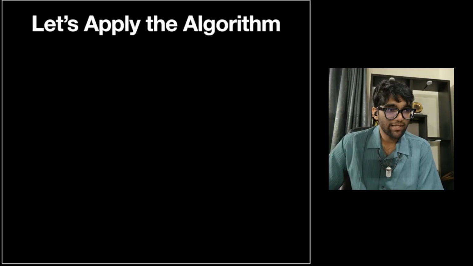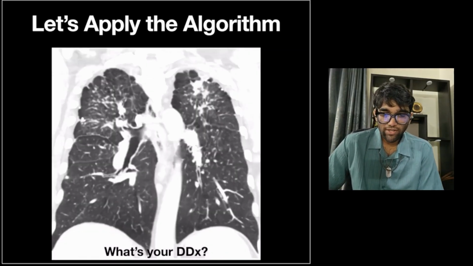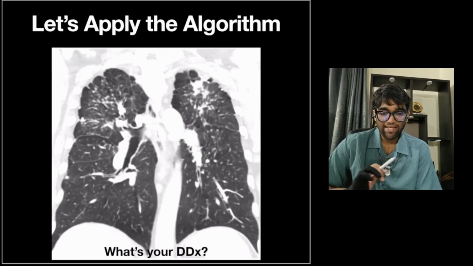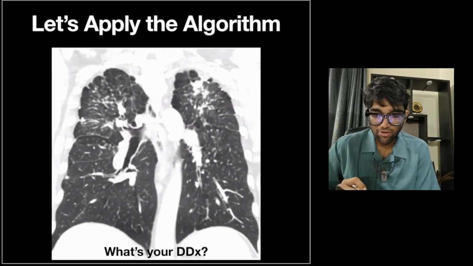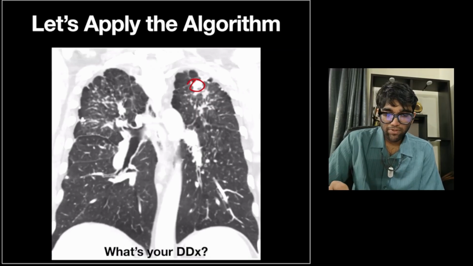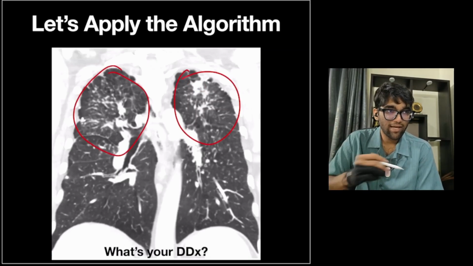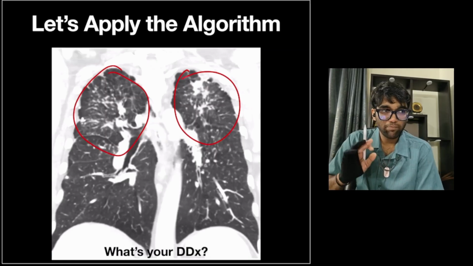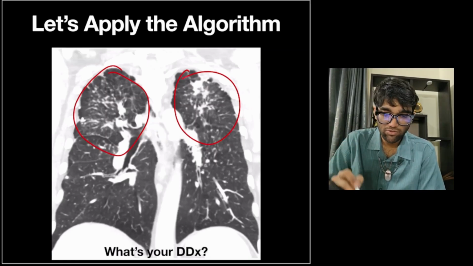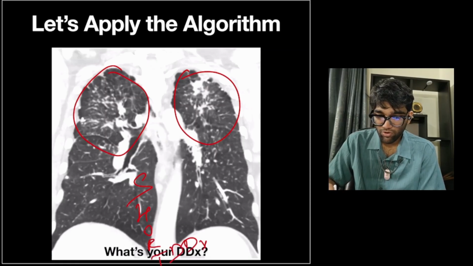So let's just take some representative examples and apply the algorithm. So what is your differential? What we can see very clearly is there is a reticular opacity with some degree of consolidation. It is predominantly affecting the upper lobes. So in step 1, we say that there is a predominant apical involvement. So the differentials become our short DDX. So what is your short DDX?